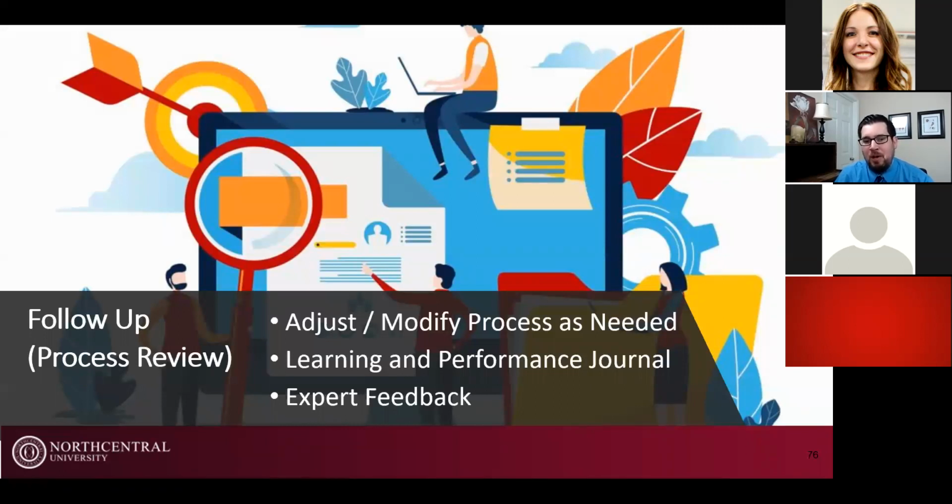In the follow-up or process review, adjust and modify processes as needed. Learning and performance journals can help you understand where you're accomplishing, where you're being interrupted, modifying the overall plan. Finally, make sure to get expert feedback from a professor, faculty, mentor of some kind that can help you adjust your overall approach. Am I on the right track? Am I learning the right material?